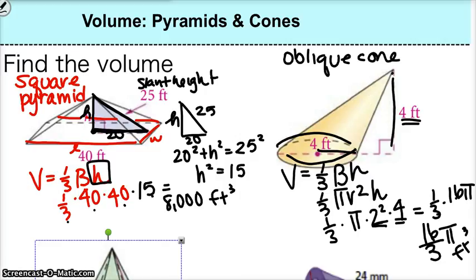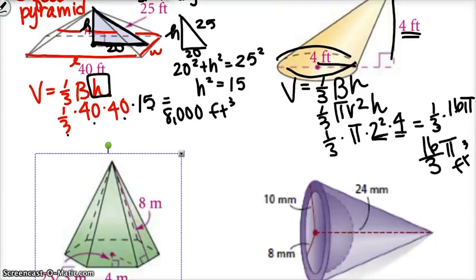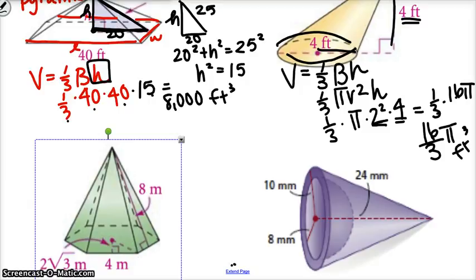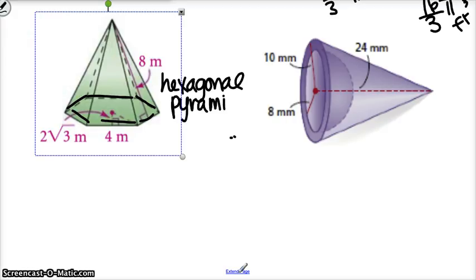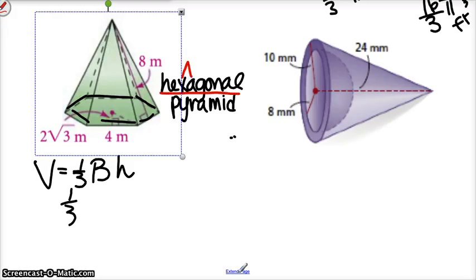Letter C is also a pyramid. However, its base is not triangular or square. So count how many sides it has. I see 1, 2, 3, 4, 5, 6. So it is a hexagonal pyramid. Volume is going to be 1/3 the area of the base times the height. The area of the base is the hexagon, and we find the area of a hexagon by doing 1/2 apothem times perimeter. And then we still need the height of the entire shape. So it's going to go over here.